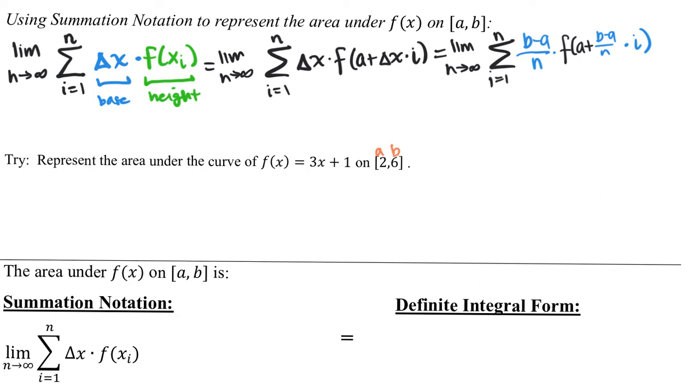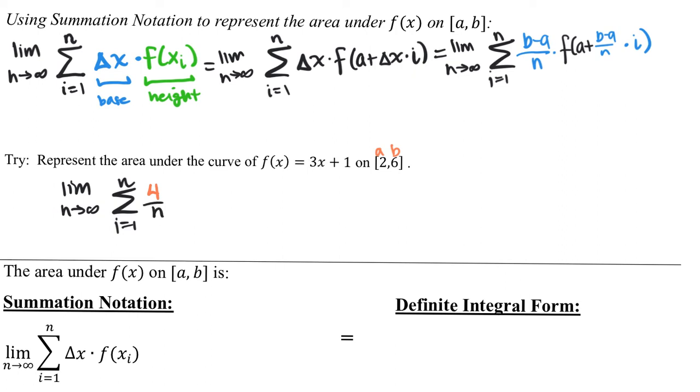Let me rewrite this, even though I know it doesn't make any sense yet. This is the limit as n approaches infinity. I'm representing the area under the curve in summation notation. Now it says do b minus a over n. Well, my b is 6, my a is 2. So 6 minus 2 is 4 over n.